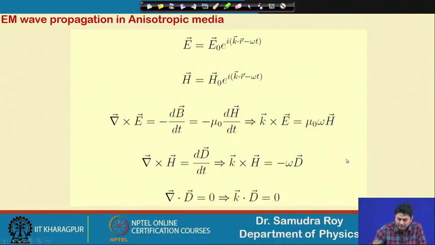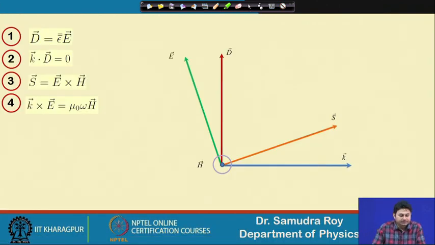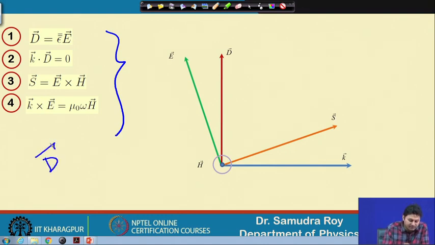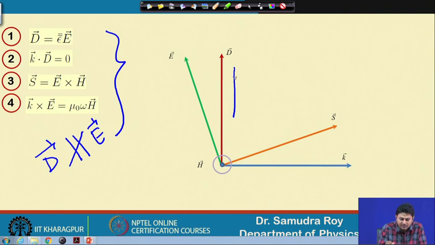Now I will find out what the significances of these expressions are. There are 4 expressions written here. These 4 expressions suggest, first, that the D vector is not parallel to E; this is the first conclusion. That means if I have a vector D in this figure, E will be in a different direction. So, this is the direction of D and this is the direction of E.